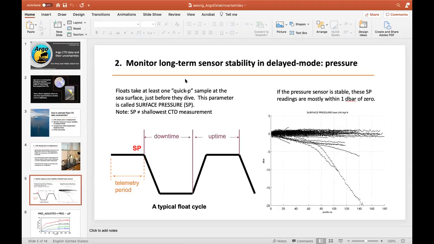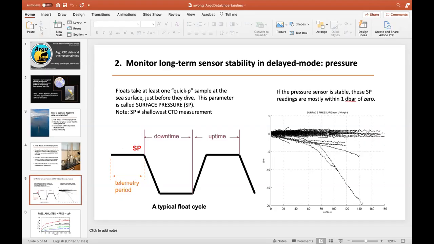So for pressure, floats usually take at least one quick P sample at the sea surface at the end of the telemetry period, just before they descend back to their park depth. This parameter is literally called surface pressure. For the parameter pressure, we look at the time series of these surface pressure readings, and here are some examples of these time series from many floats.